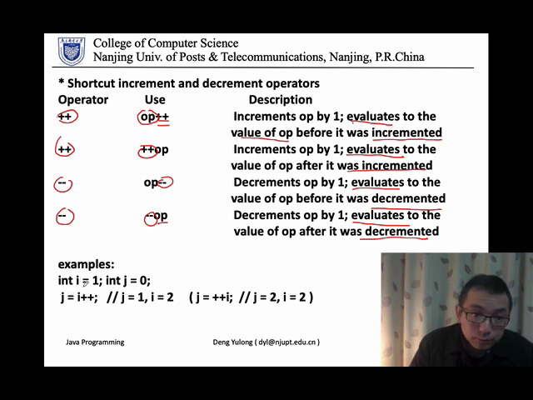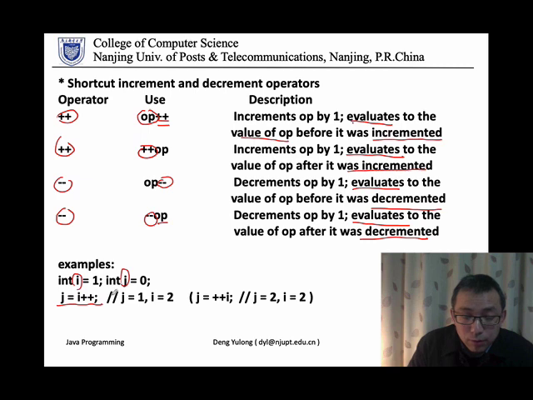So here's an example. Now we have two integers i and j, and assign them 1 and 0 respectively. So i equals 1 and j equals 0 before we make any operations. And then we write the statements. Here in the statement, we put the double plus sign behind the operand, and then we use an assignment operator to assign the value to j.